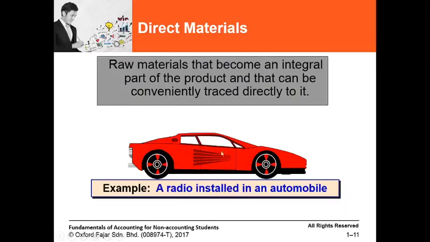And as you can see here, the steel to build the car, the tires, and the glass for the screen as well as for the windows are direct materials, because you can directly trace them, you can directly see them. Without the tires, the steel, or the glass, you won't be able to build a car.